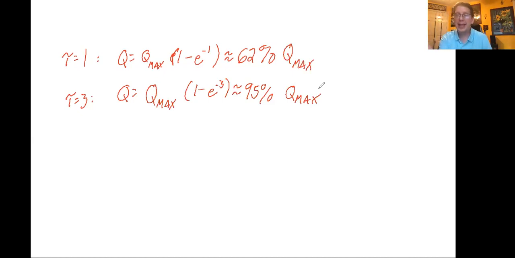And the current, by contrast, drops by 62% over each time constant. So at tau equals 1, it's 38% of its initial value. At tau equals 2, it's 38% of 38% of its initial value. At tau equals 3, it's 38% of 38% of 38%. And so you see how that goes. So let's get back to the lecture slides.